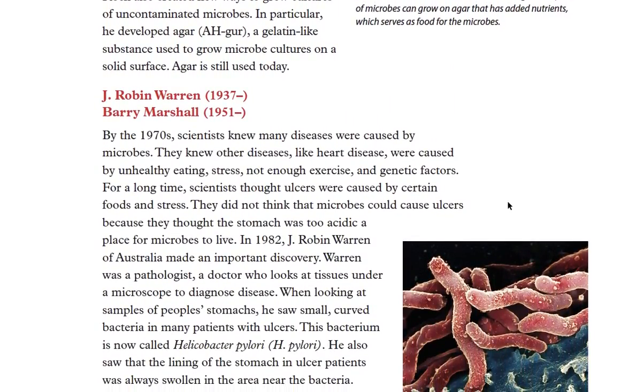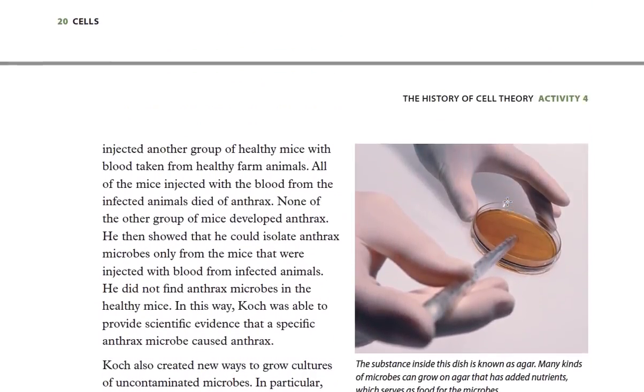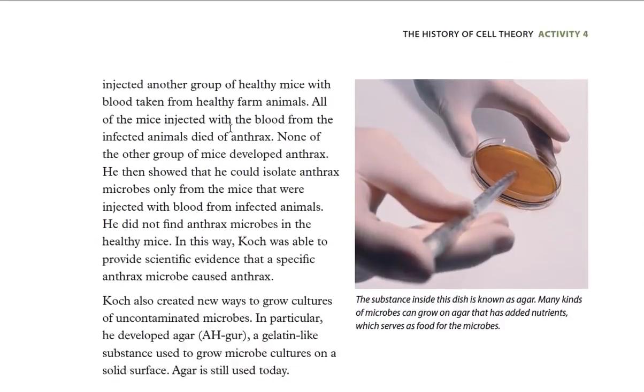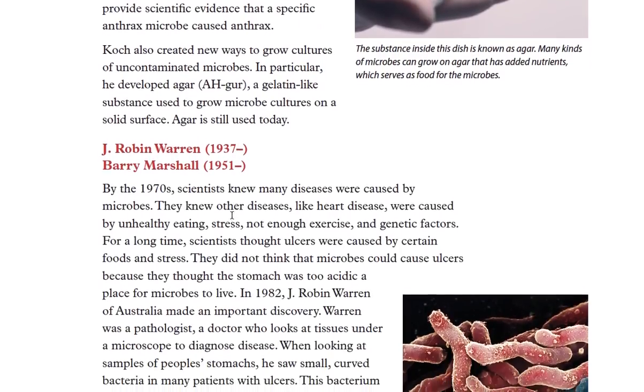J. Robin Warren, 1937, and Barry Marshall, 1951. The dots there, or the slashes, mean, I don't know if you noticed or not, when they were born and when they passed away. And I'm assuming that these gentlemen are still alive.